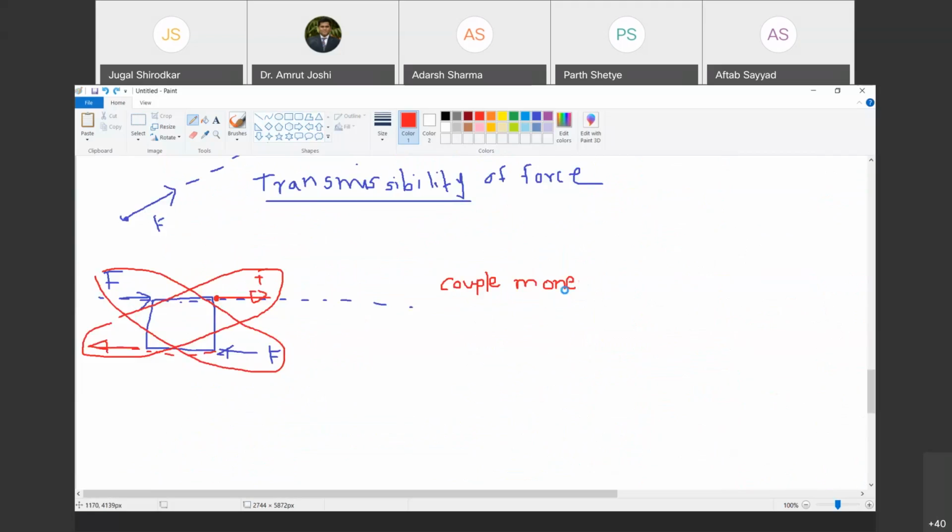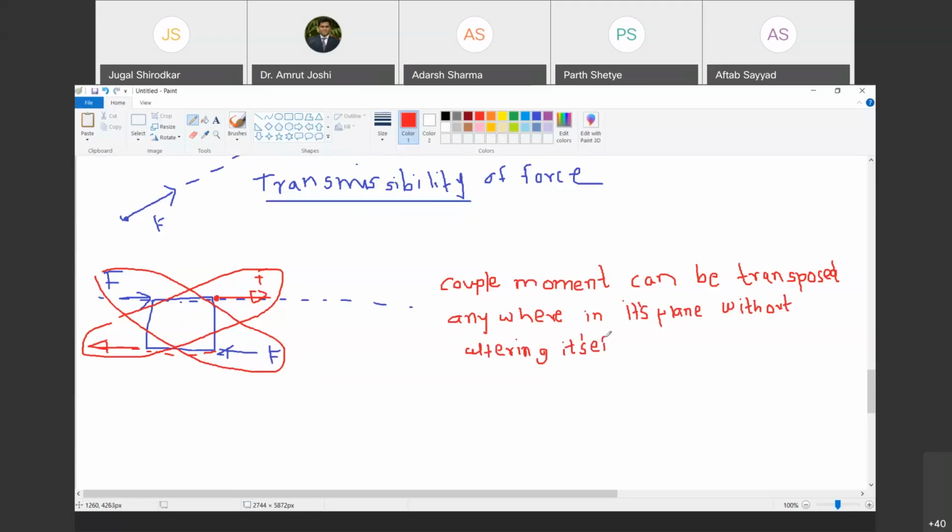So couple moment can be transposed anywhere in its plane without altering its effect. Are you with me? Yes, sir.